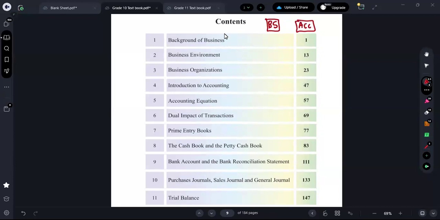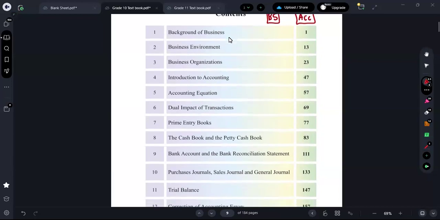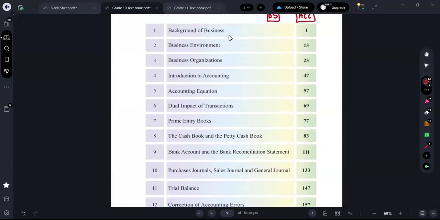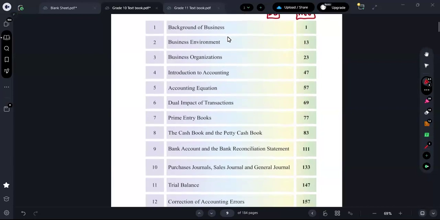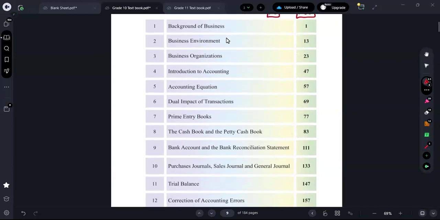If we take the content, guys, in grade 10, how many units do we have? If we take the grade 10 book, we have 12 units in total. Out of those 12 units, the first three units are connected to business studies.